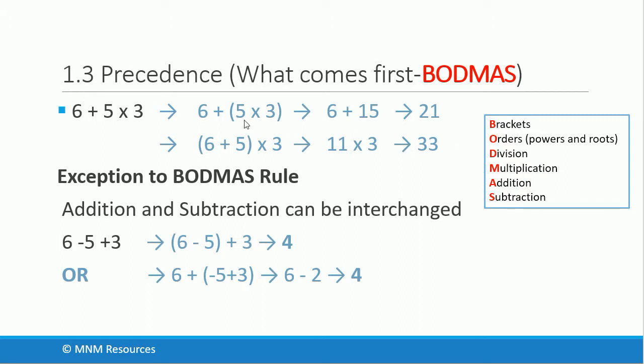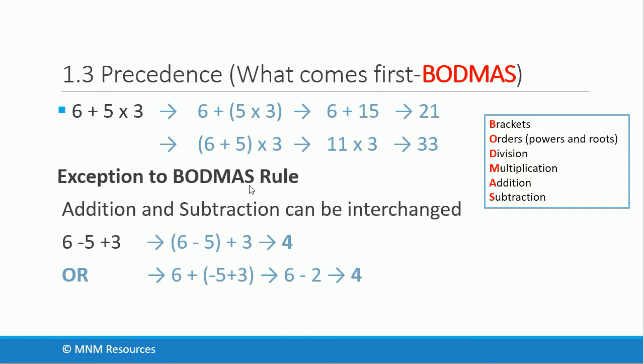So you would multiply 5 by 3, giving you 15, and then add 6 to that total, giving you a final answer of 21. So in this example, 21 is the correct answer, and if you had approached the question by adding first and then multiplying, you would have got the answer 33, which is wrong.